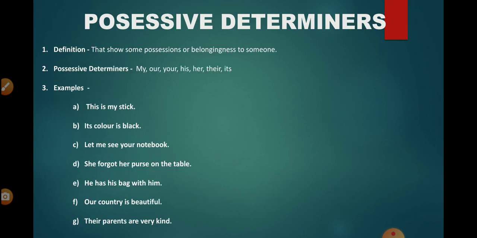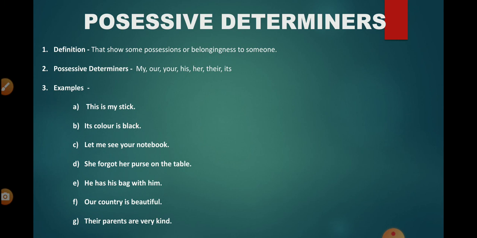So let's move to possessive determiners. It's also comparatively a smaller type of determiners. Its definition itself defines it: possessive means showing some possession or belongingness to someone. And these possessive determiners are my, our, your, his, her, their, its. And their examples are: This is my stick.